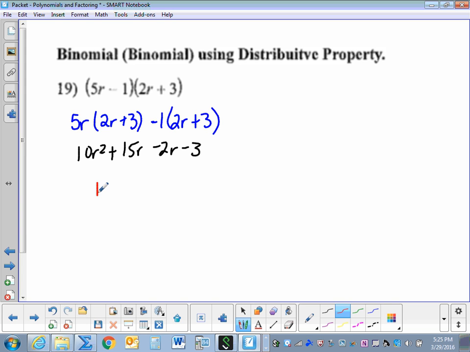We'll combine like terms. And that's how you multiply two binomials using the distributive property. So go ahead and try number 20.